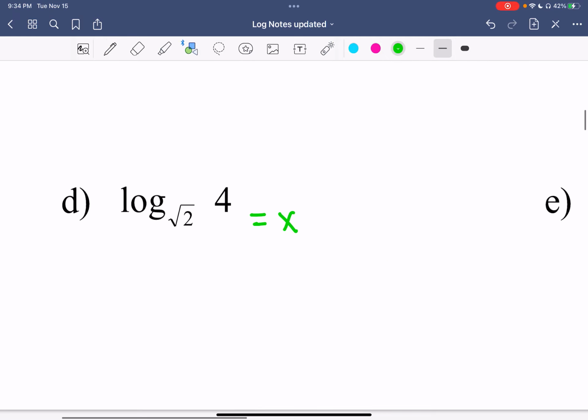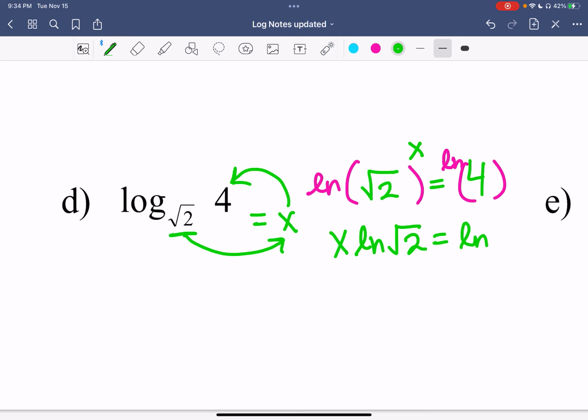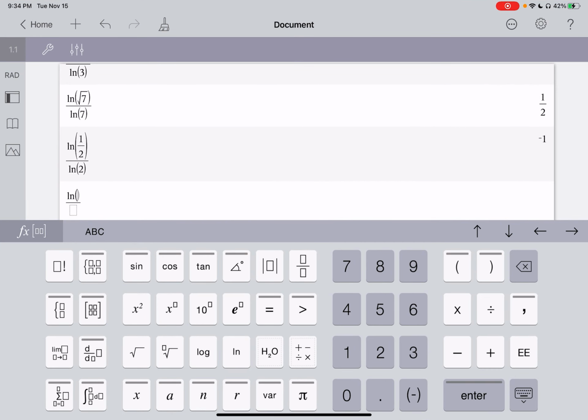Okay, again, start with the base, switcheroo out, then back in. It gives you the square root of 2 to the power of x equals 4. Take the natural log. Bring the x to the front. Divide out whatever's being multiplied by x so that it cancels, and then put that in the calculator. The natural log of 4 divided by the natural log of the square root of 2, and we get positive 4.